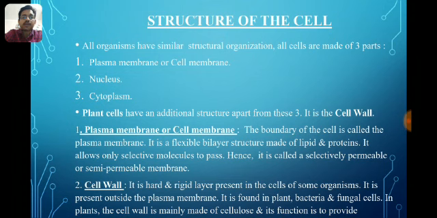Let's talk about plasma membrane in detail. Plasma membrane or cell membrane is the flexible structure made up of lipids and proteins. It is a living membrane and it allows only selective molecules to pass, hence it is called selectively permeable membrane. The molecules move in and out of the cell by passing through the plasma membrane by the process of diffusion.